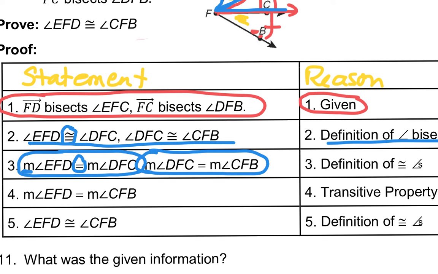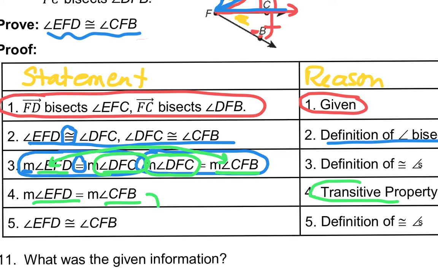So now the next line I'm going to scan through. It says EFD is equal to CFB. That's kind of where we wanted to go, almost there. But let me see where we got there. They used the transitive property. Transitive property: if one thing's equal to one thing and that second thing's equal to another thing, then those two things should be equal. If we go back up to line 3, we had EFD congruent to DFC. And also DFC, that same angle, is congruent to CFB, which tells us by the transitive property that EFD and CFB must be equal to each other.